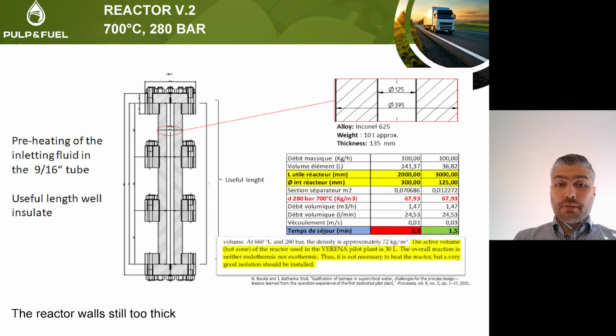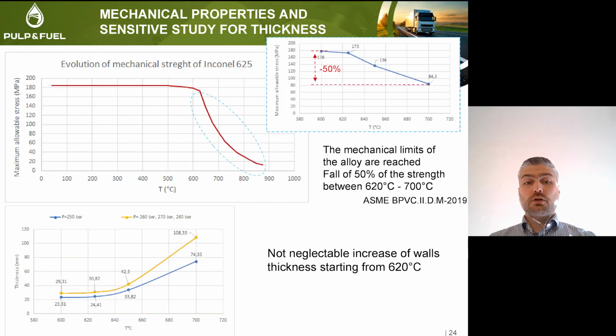The final dimensions are 3 meters of height, 125 millimeters of inner diameter, and a wall thickness of 135 millimeters. The problem we met is that at the temperature and pressure required for the process, the mechanical properties of the only one alloy we can use undergo a critical degradation. They become time dependent and it is not acceptable from an industrial point of view.